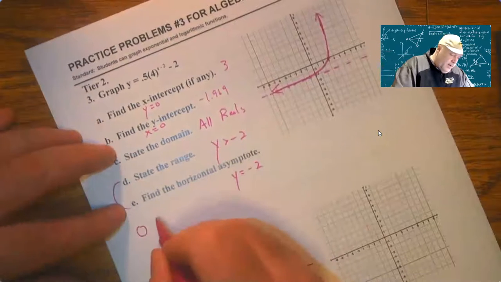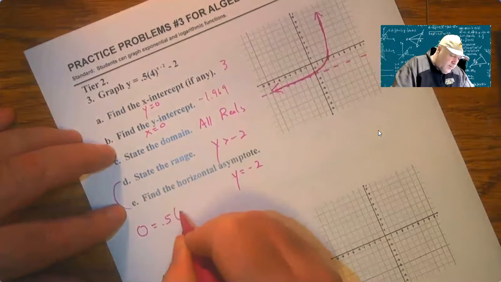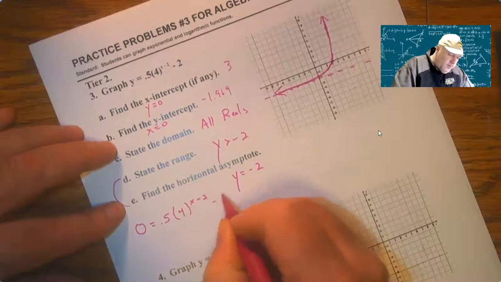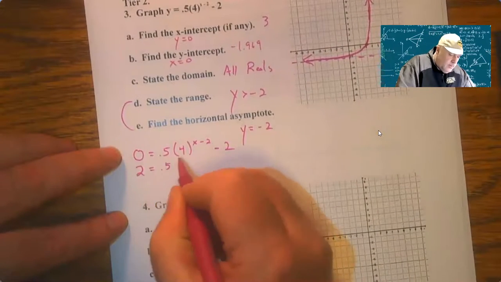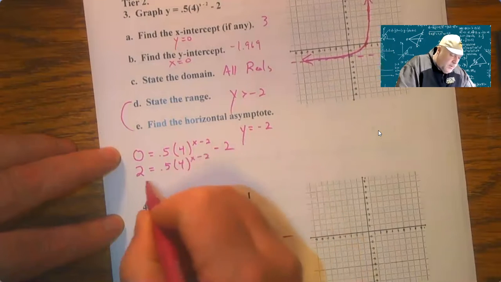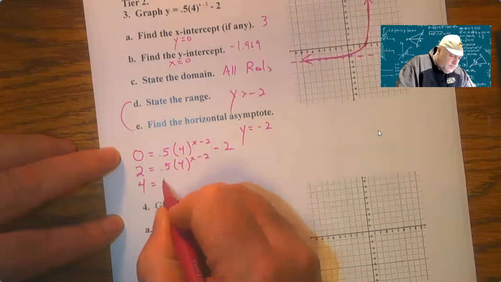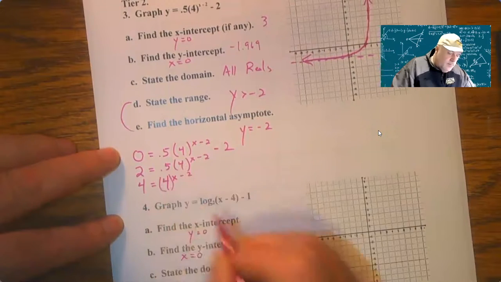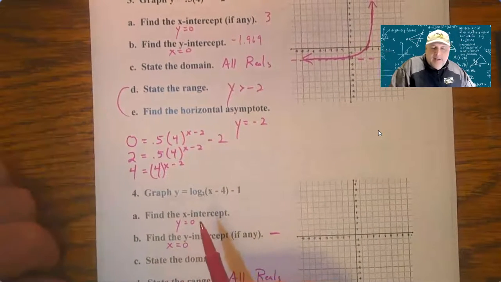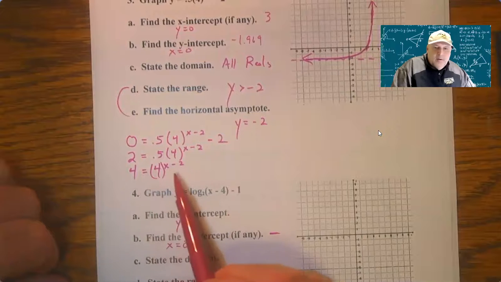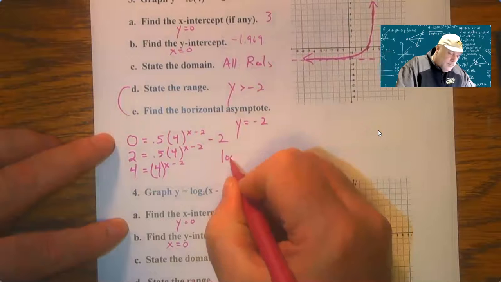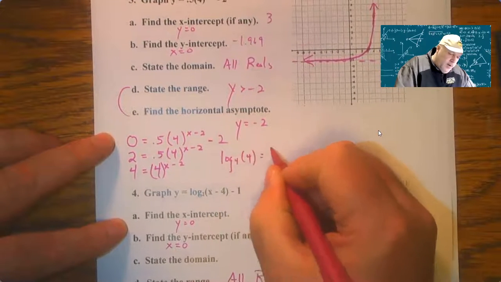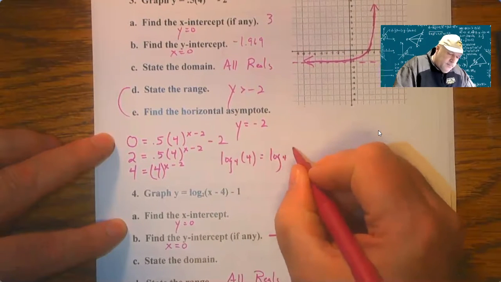So when y equals 0 on this one, 0.5 times 4 to the x minus 2 minus 2. What would you do for the work? You would add 2. Remember, you got to get the exponential bare, then divide by 0.5 on each side. That puts a 4. So now we have 4 to the x minus 2 by itself. So we're going to do log base 4 of 4 equals log base 4 of 4 to the x minus 2.